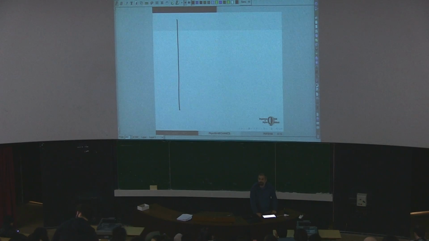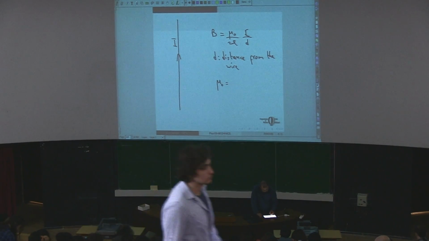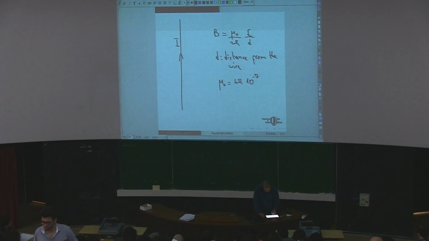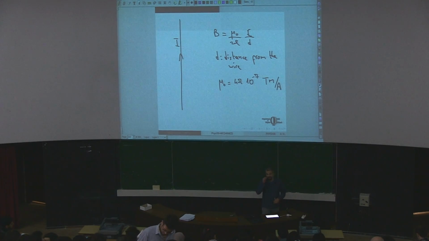If we have a straight wire and if it carries a current, we said that it creates a magnetic field whose magnitude at a given point was mu0 over 2 pi, I over d. This is the magnitude. d is the distance from the wire. And mu0 was this permeability, and we had defined it as 4 pi times 10 to the power minus 7 Tesla meters per ampere. And this was our constant.